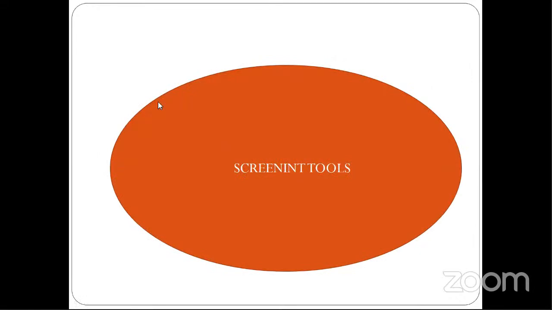Okay, now we'll go for the screening tool for breast. We'll have a rest for about 5 minutes, then we'll go for the screening tools.